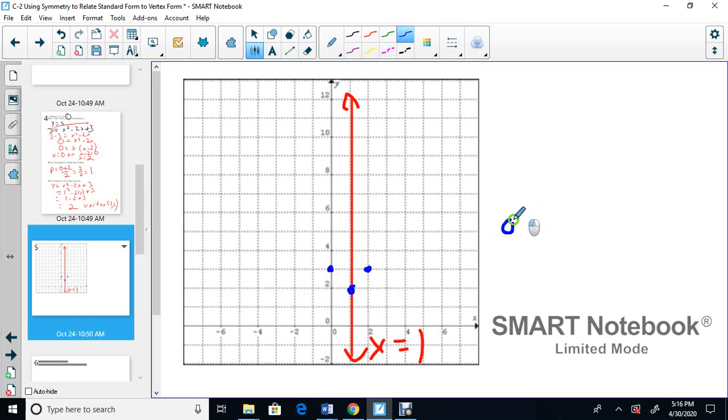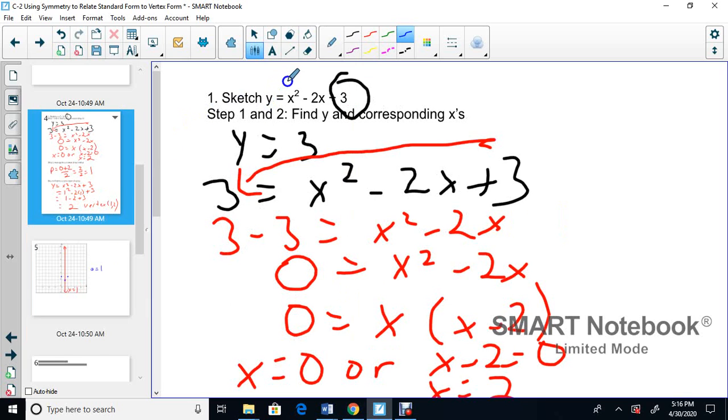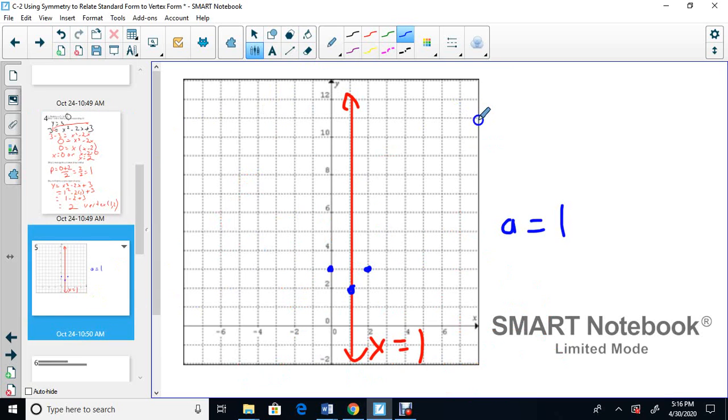Now, a equals 1. So our step pattern is 1. How do I know that? Because there's nothing in front of the x squared. So a equals 1. So we're just going to use 1, 3, 5. 1, 3, 5. So over 1, up 1. Over 1, 1, 2, 3. Over 1, 1, 2, 3, 4, 5.